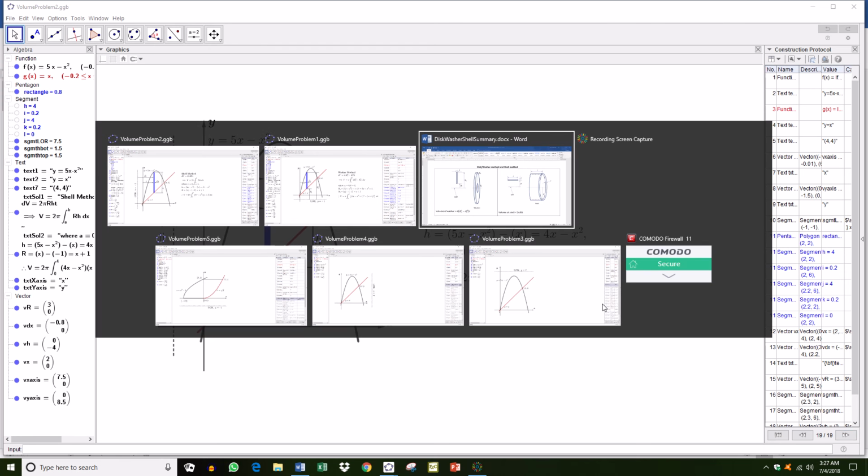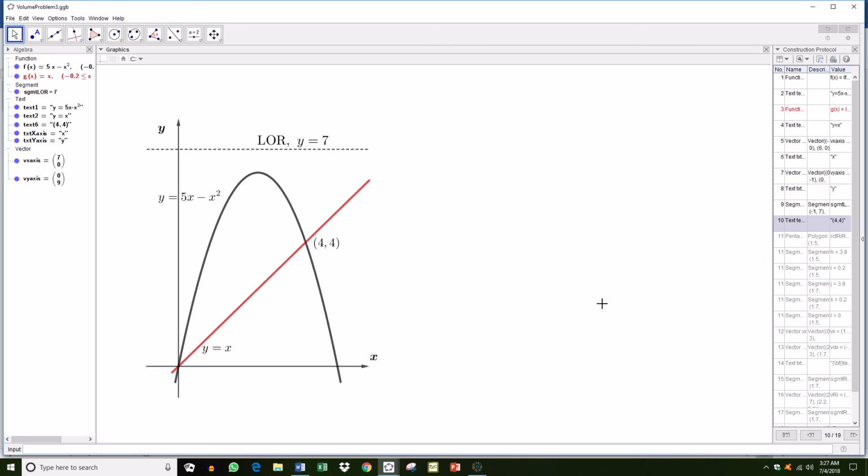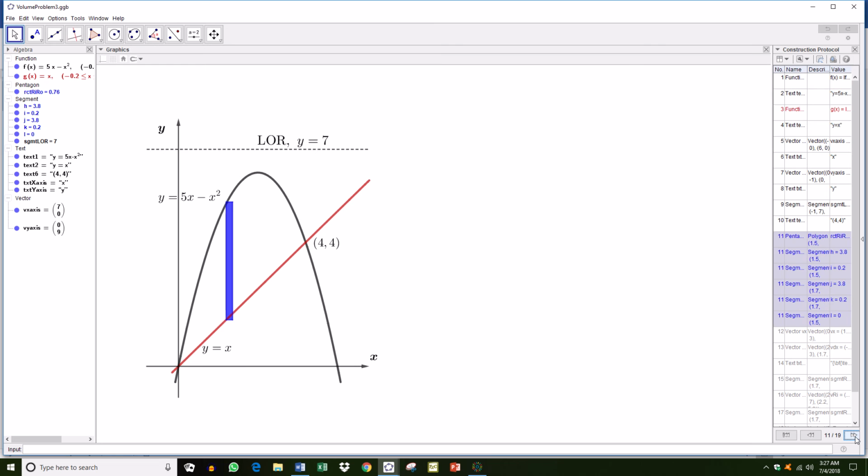Let me look at problem 3. What's the deal with this one? Well, it's pretty similar to the first one and the second one. The only difference is the line of revolution is above both the curves. Okay? Well, what do we do? Recall, first step, rectangle, vertical. Second step, x and dx. Third step, deciding which method to use. Rectangle is perpendicular to the line of revolution, so disk washer.